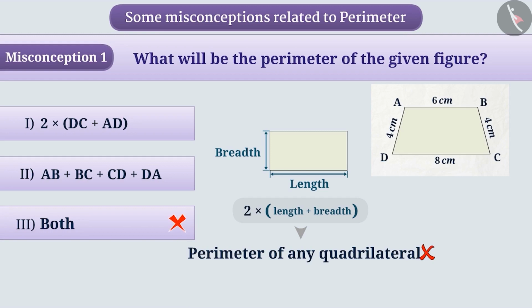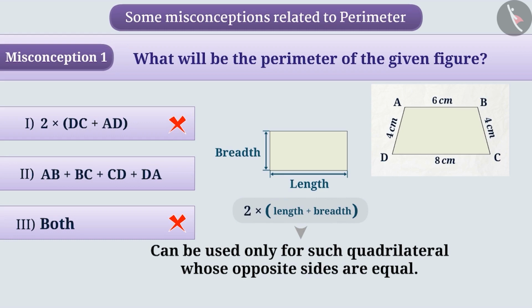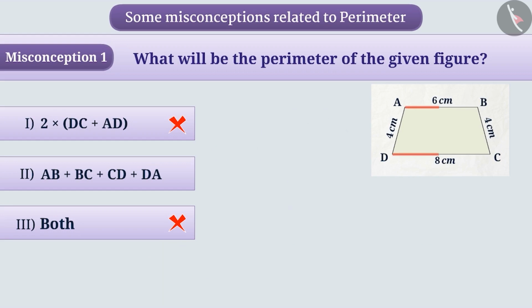Some students, in haste, only see option 1 and, assuming it to be correct, they select option 1. But this is also an incorrect answer. Remember that we can use the formula 2 multiplied by length plus breadth only for such quadrilaterals whose opposite sides are equal, like a rectangle. But we cannot use this formula when one or both pairs of opposite sides are not equal.